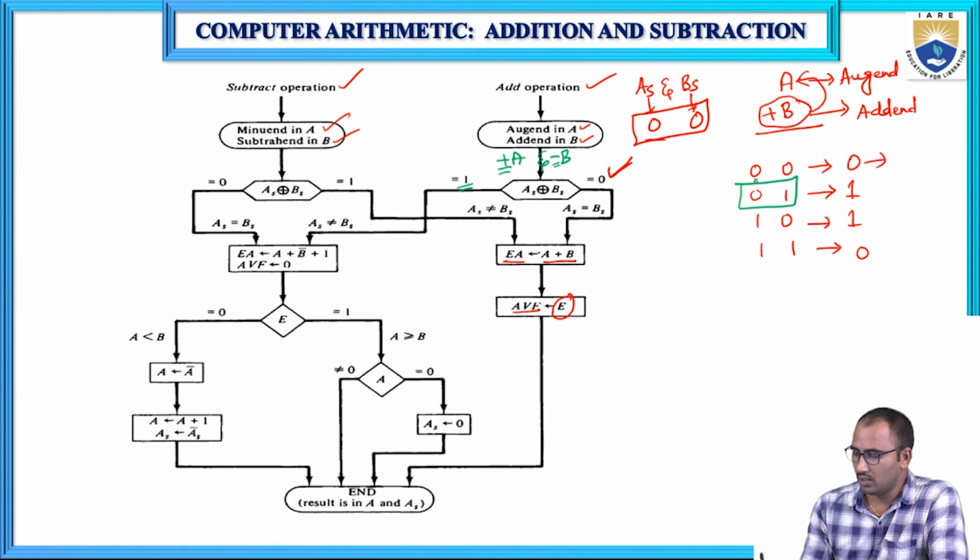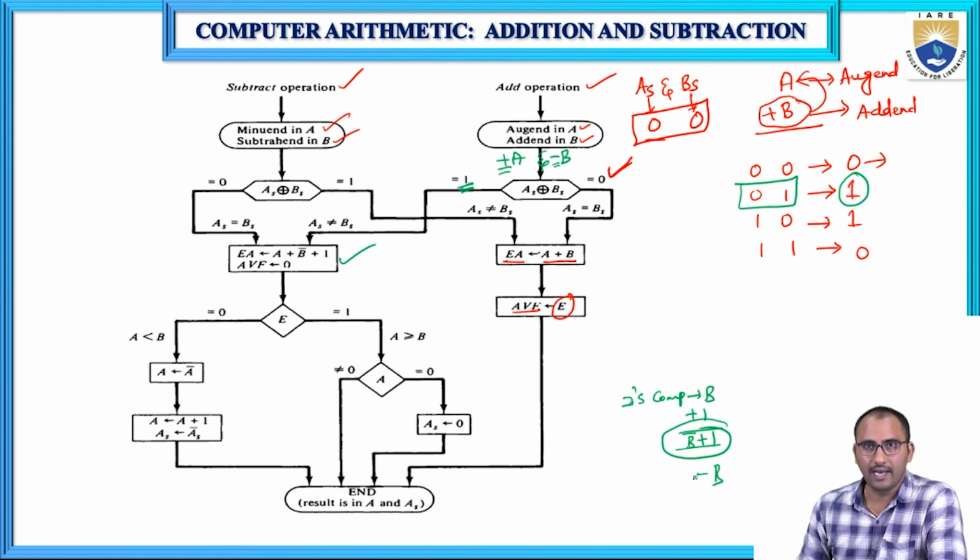So this is the case. So output is logic 1. So when the signs are different, we are performing a subtraction. How can we perform subtraction? First we are taking 2's complement of B register and adding 1. Okay, so you will get B bar plus 1, that is equal to negative B, that is equal to minus B. So this minus B content we are adding to the A, so that is equal to A minus B.